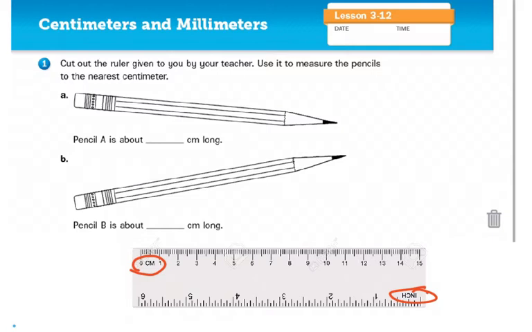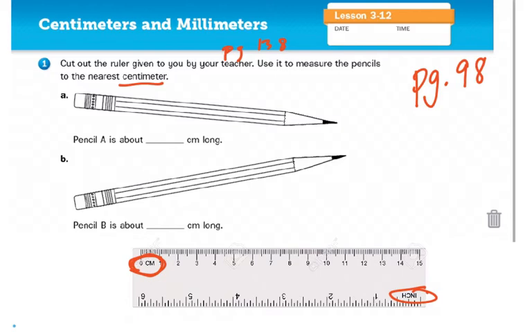Again, you can cut that out of your Unit 3 packet on page 138. We are going to go ahead and move into our math journal. So you're going to go ahead and open to page 98 in your math journal. Page 98. Centimeters and millimeters. Cut out the ruler given to you by your teacher. Again, page 138. And you're going to use it to measure the pencils to the nearest centimeter. So make sure you're on the side that has the centimeters.